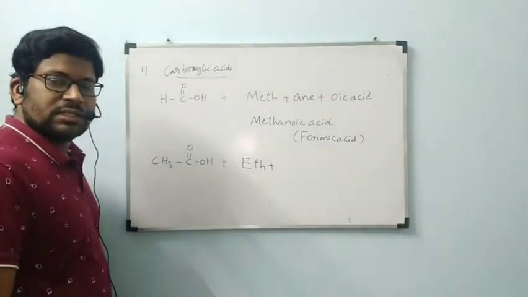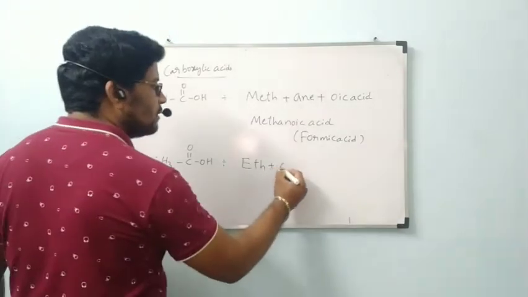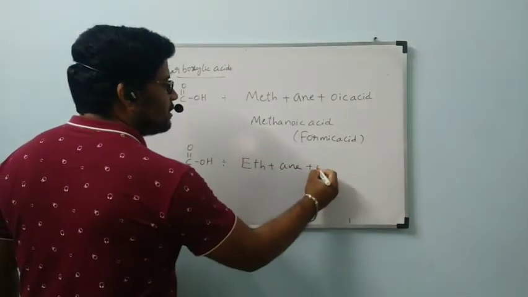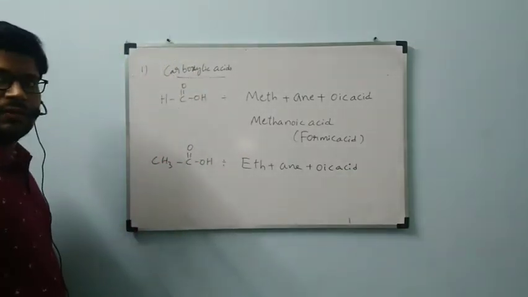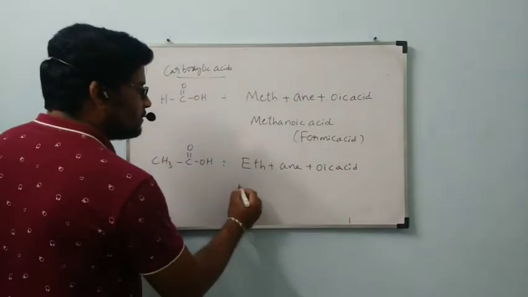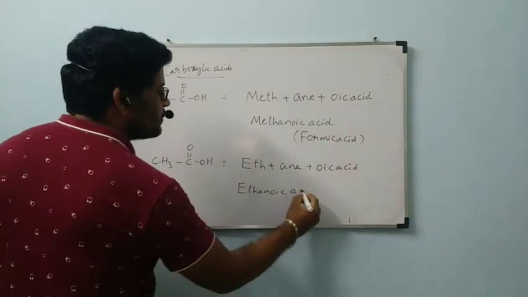All are single bonds only. C double bond O is there, but it is not unsaturated. Plus it contains carboxylic acid, oic acid. Okay, then the name of this compound will become ethanoic acid.